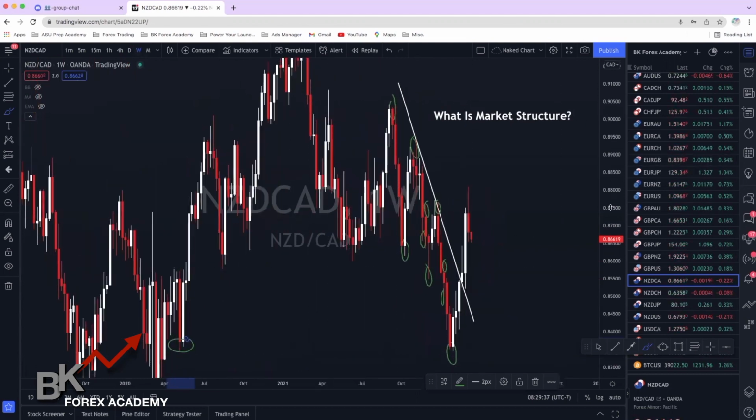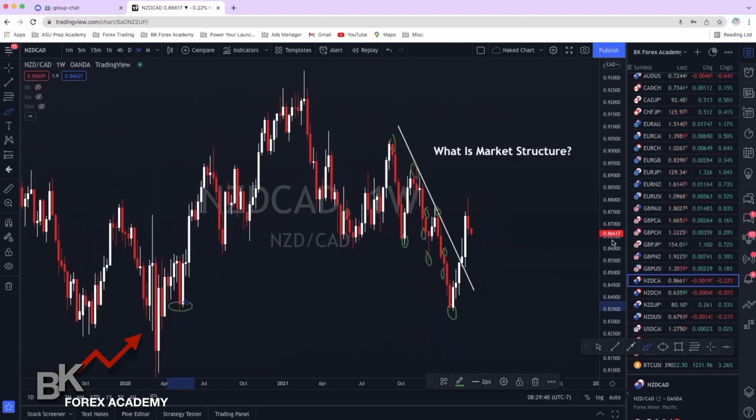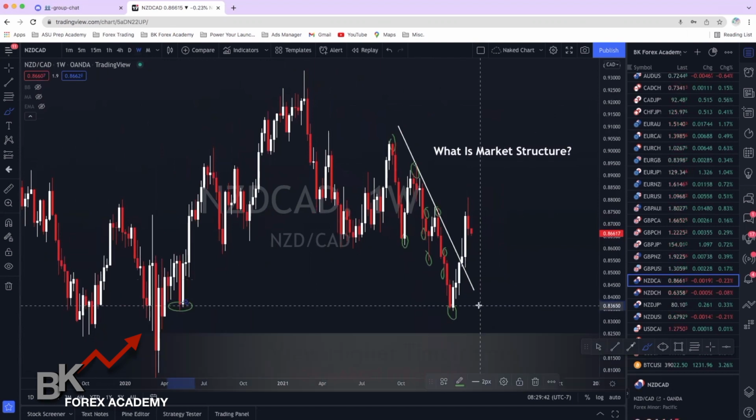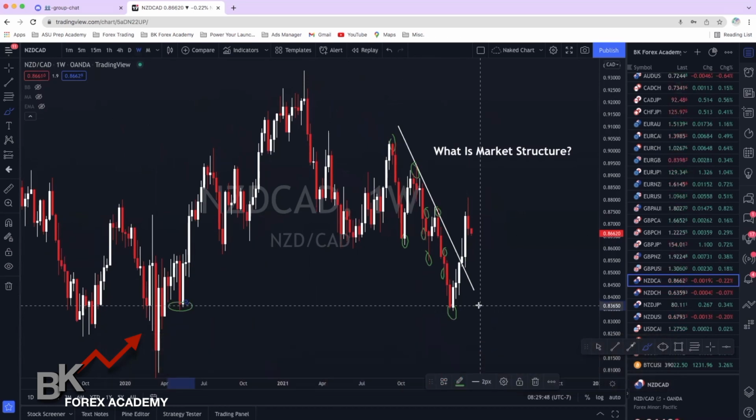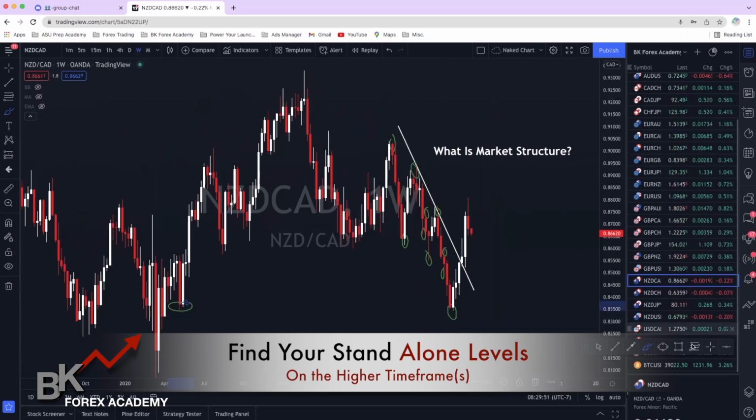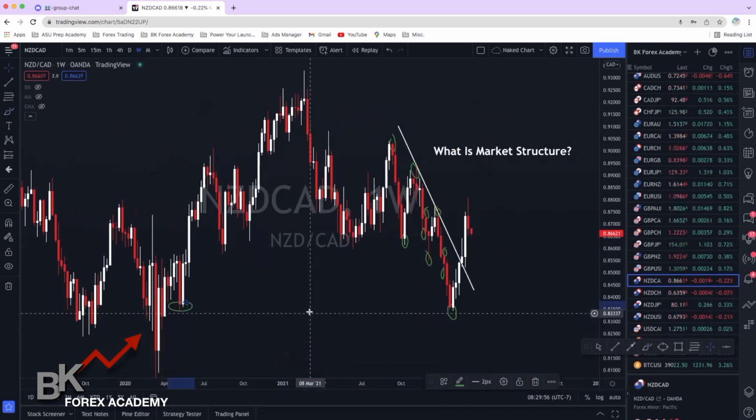reversal started. So one of the things when you're looking at structure is you always want to look at your higher time frames. For example, if you are a scalper or an intraday trader, you should be looking at structure on the daily time frame, and you should be finding your standalone levels. And when I say standalone levels, what I'm talking about is you want to find areas on your chart where the market made a forceful reaction.